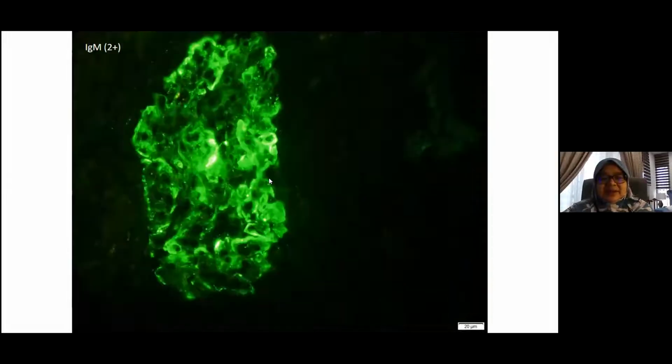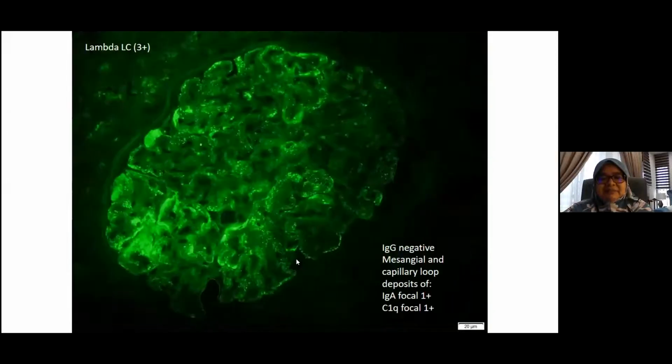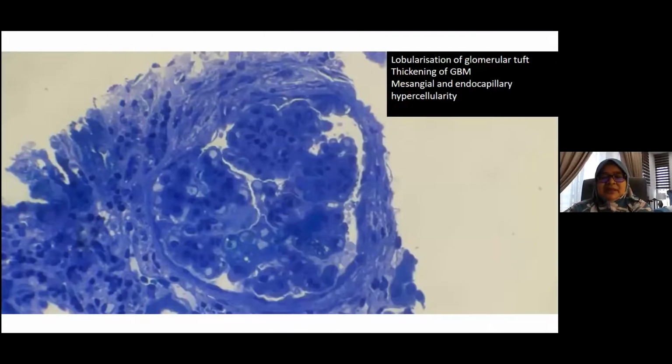Okay, so this is the IF. The C3 shows 3+ positivity along the capillary loop. IgM is 2+, and there's a little positivity and 3+ positivity along the capillary loop of kappa light chain and lambda light chain, all granular in appearance.